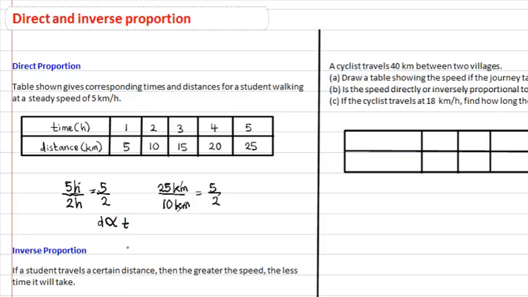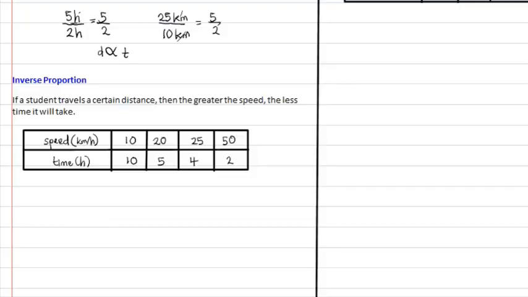Okay, now for the inverse proportion. For the inverse proportion, the student travels a certain distance, and the greater the speed, the less time it will take. Now you see, one is going up while the other one is going down. That's inverse proportion. Let me just say, as when you are in a car, the more they increase the speed, the more chances you reach your school early. So just take that illustration.